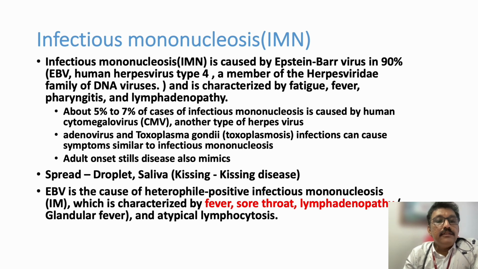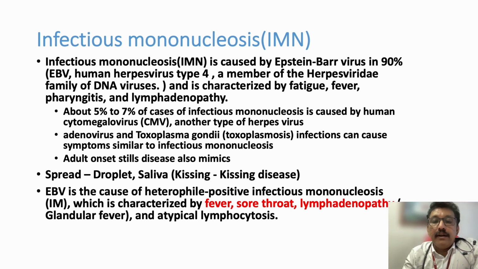The spread of the disease is mainly due to droplet infection, saliva. That's why this is otherwise called Kissing disease. It's very common among college students. Epstein-Barr virus is a cause of heterophile positive infectious mononucleosis, which is characterized by fever, sore throat, lymphadenopathy. These are the triad of the disease: high degree fever, sore throat, congestion of the throat, then lymphadenopathy.